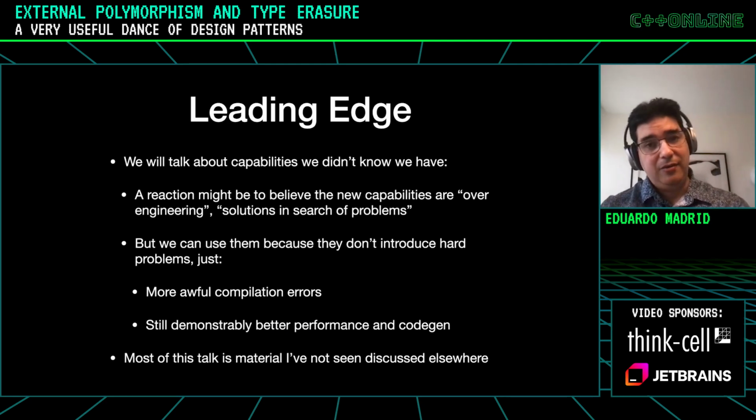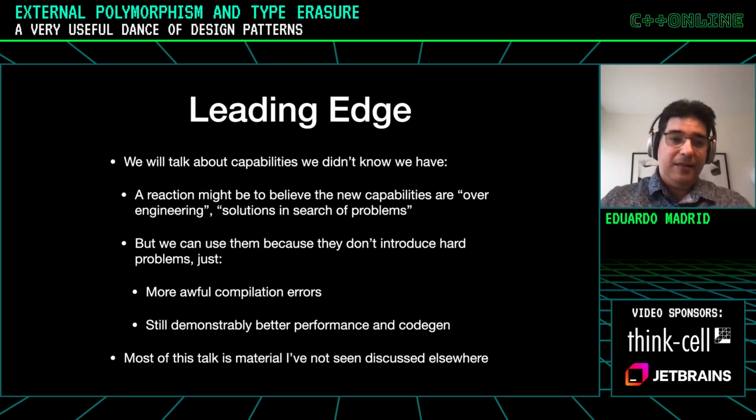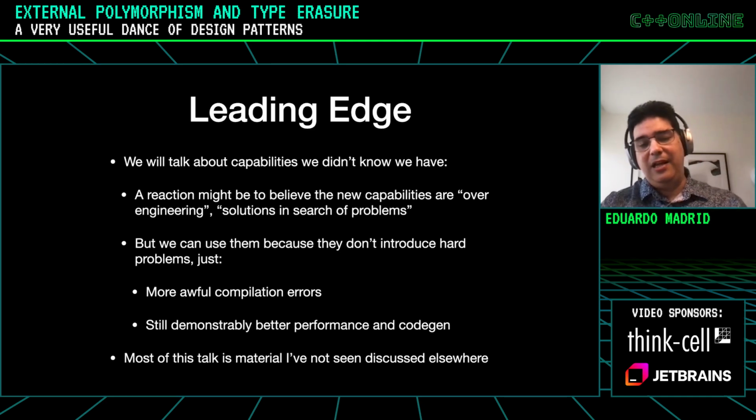This is something that is on the leading edge. We will talk about capabilities we didn't know we have. So a reaction that you might have, which is legitimate, is to think that this is all over-engineering or solutions in search of problems. But that is a chicken and egg problem, because if you don't know that something is able to deliver on some capability that will solve your problem, then you will not use it as a solution. And then when the solution gets articulated, it doesn't have the problem to solve, etc. Right?